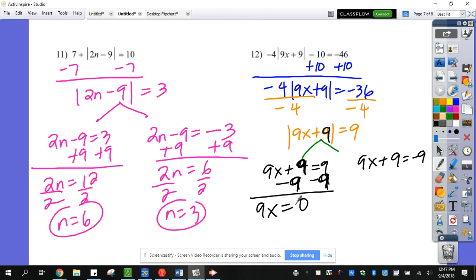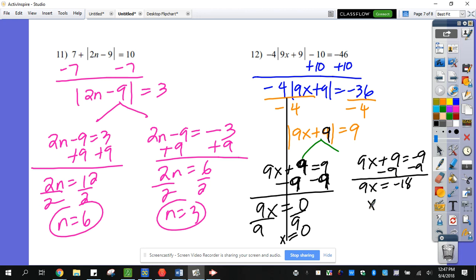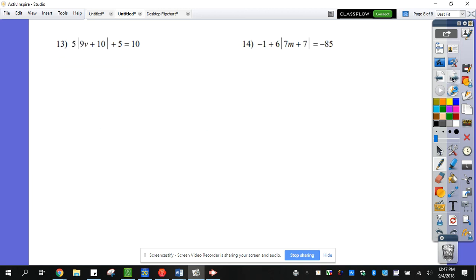So 9 minus 9 is 0. Divide this by 9. The value of x here is equal to 0. Minus 9 minus 9. 9x is equal to negative 18. Divide by 9, x equals negative 2. Thank you, Omar. So you get credit for the video.